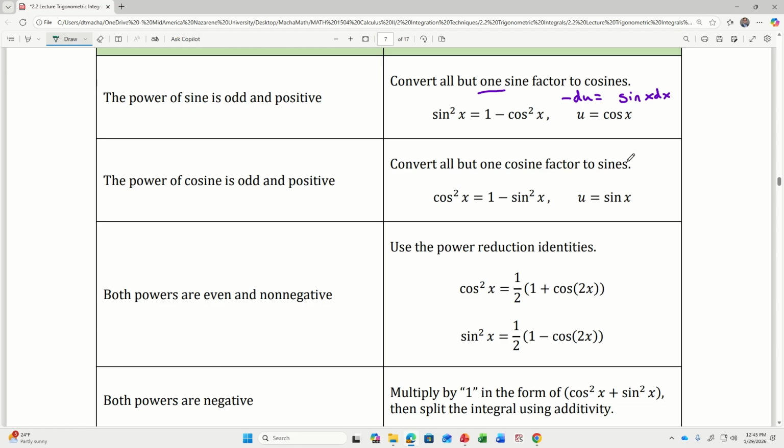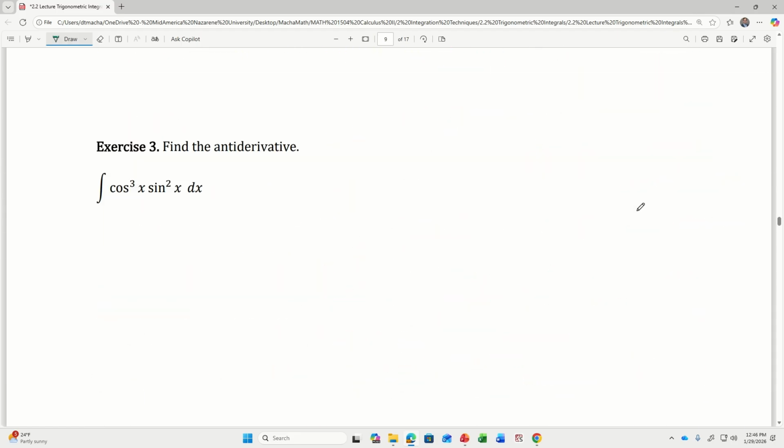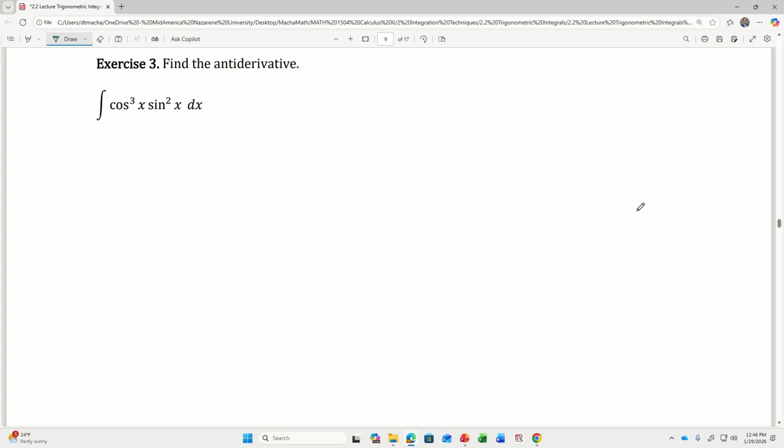Well, then I move down and I say, what if the power of cosine is odd and positive? Well, I could do the same thing. I'll just convert all but one cosine into sines, again using the same Pythagorean theorem identity, and then I'll be able to use a u substitution where I set u equal to sine of x. Here's an example. Find the antiderivative.